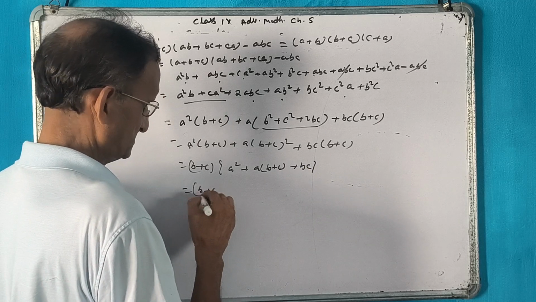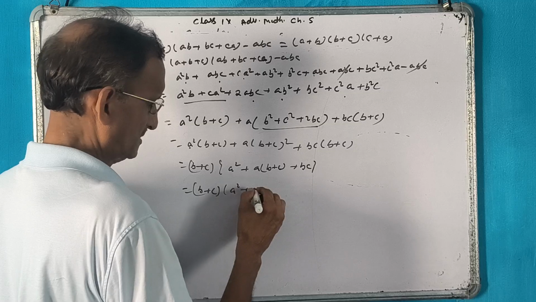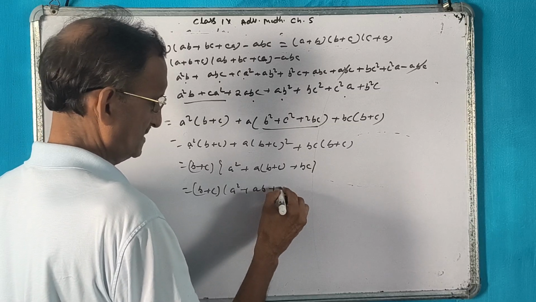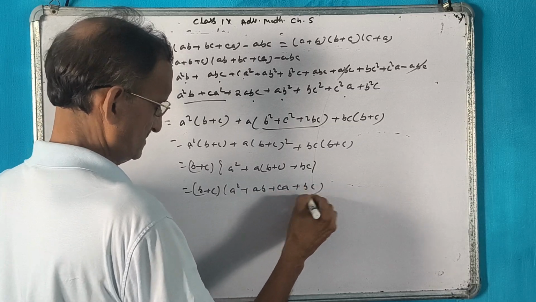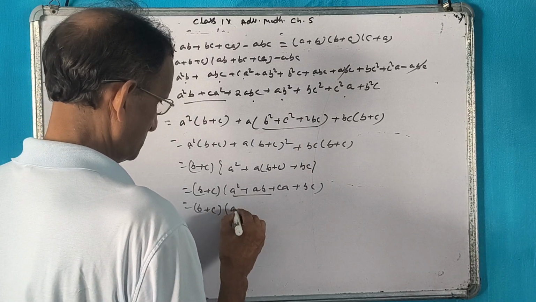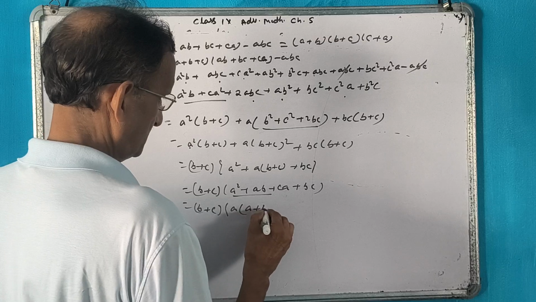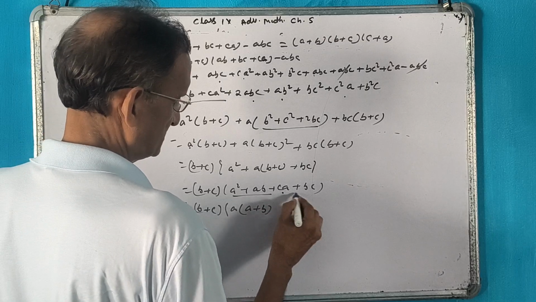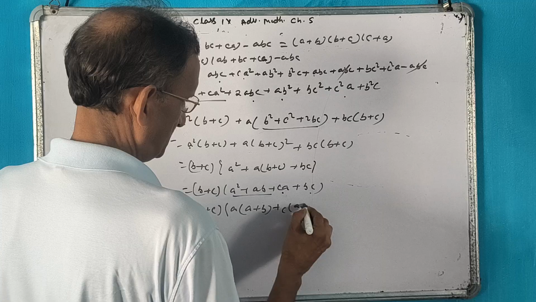This is (b plus c) into (a squared plus ab plus ac plus bc). Remove the bracket, what you will get? ab plus a into c, ca plus bc. Now this is (b plus c). Now in these two terms, what is common? a, what you will get? (a plus b). This is very clear. c is common. What is left? (a plus b).